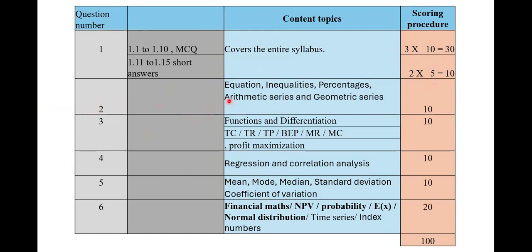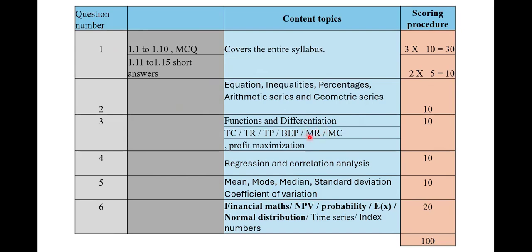Then question number 2 normally tests equations, inequalities, percentages, arithmetic series and geometric series. Sometimes time series and index numbers can also be included here. The third question tests functions and differentiation. That means you will have to know about TC, TR and TP. What is TC? Total cost function, total revenue function, and total profit function. And BEP. What is BEP? Break even point.